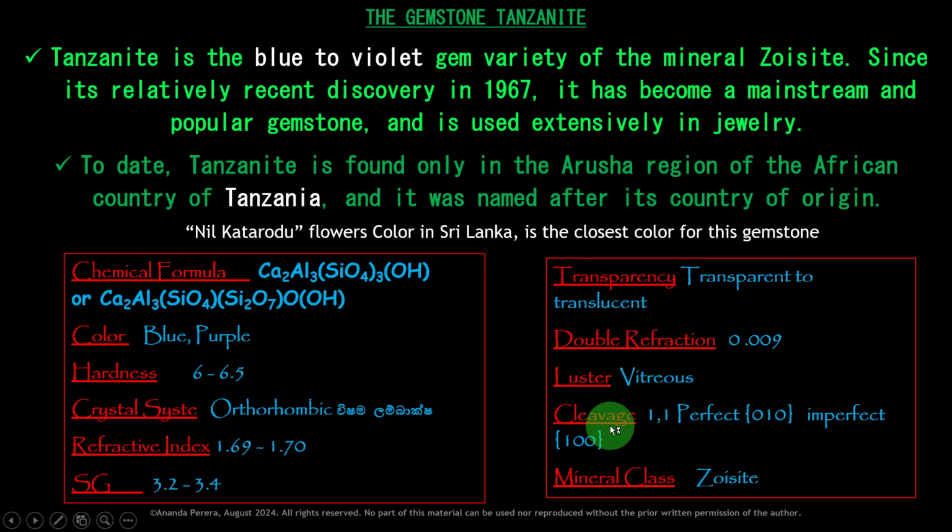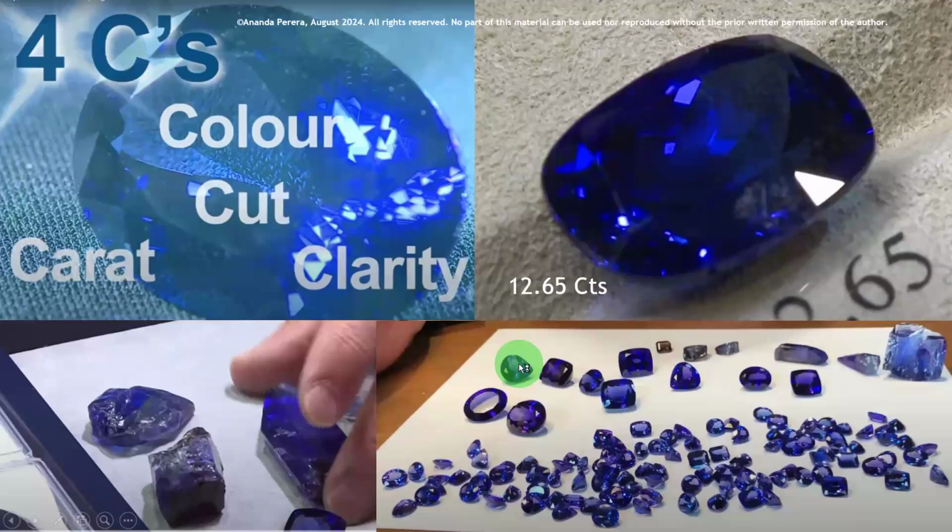Cleavage, there is perfect cleavage and imperfect cleavage. You can't understand this number. It is the X, Y, Z directions number giving the cleavage direction. Mineral class is silicate. So this is how you can understand the colors in the Tanzanite gemstone. For Tanzanite, the 4 C's are measured properly: color, clarity, cut, and carat weight. Those are the 4 C's you can remember.